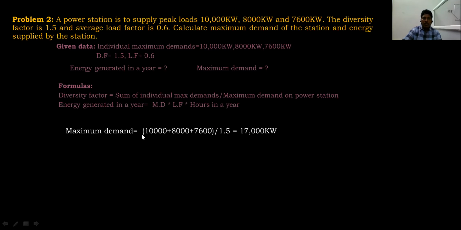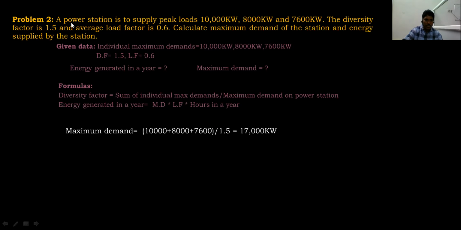The diversity factor is already given as 1.5. Therefore, 1.5 is equal to the sum of individual maximum demands, 10,000 plus 8,000 plus 7,600, divided by the maximum demand. Taking this maximum demand to this side, the maximum demand is equal to this divided by 1.5, which is equal to 17,000 kilowatts. From the diversity factor, I have found the maximum demand.